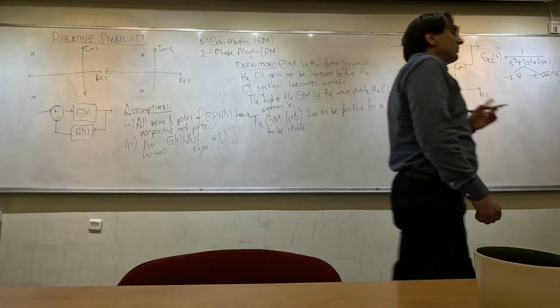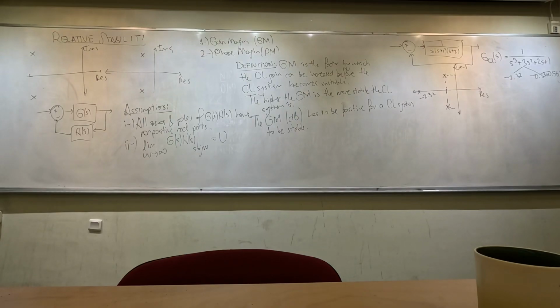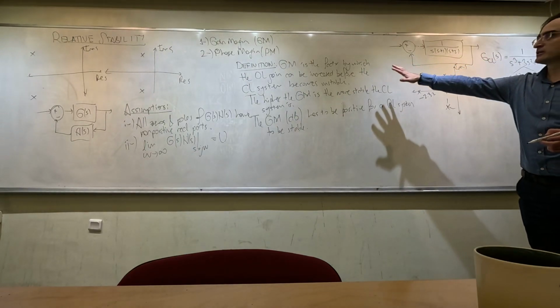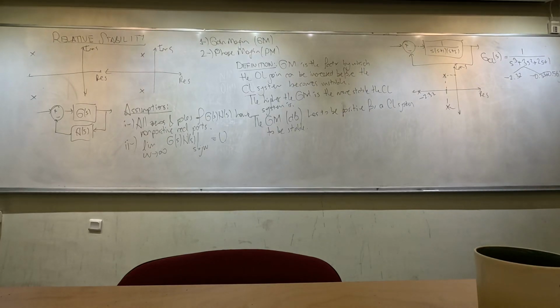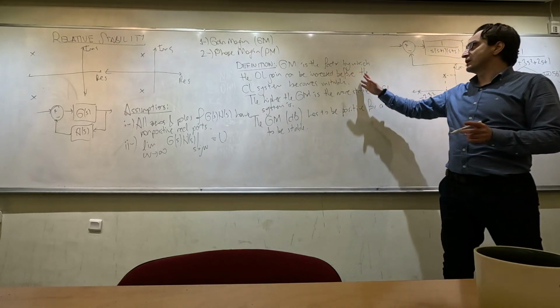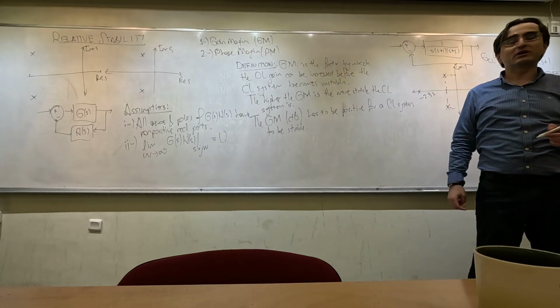Now the question is, how can I quantify the stability of such a system? We are going to be able to quantify it by using the gain margin. And the gain margin is going to show us the factor by which the open loop gain can be increased before the closed loop system becomes unstable.